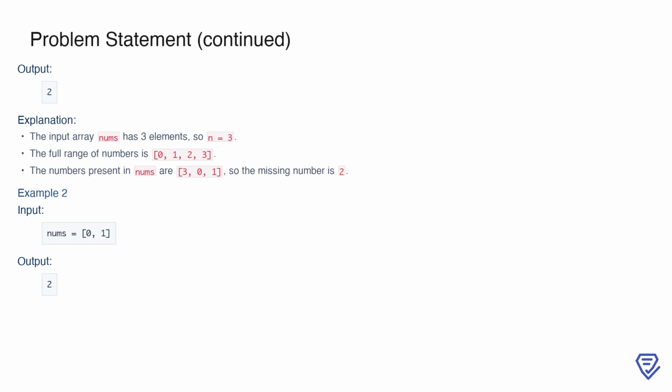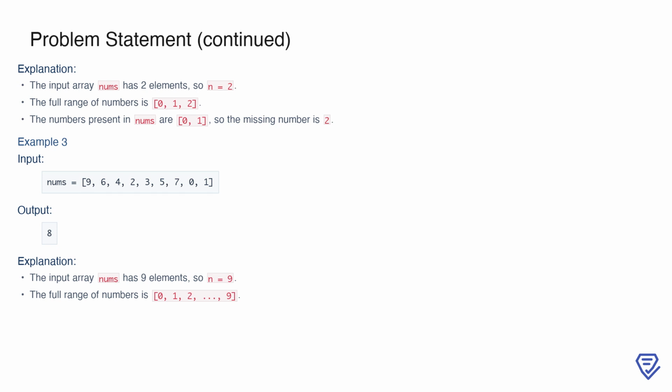Let's look at another example. This time, the input array is nums equals 0, 1. For this input, the array nums contains 2 elements, so n is equal to 2. The complete range of numbers from 0 to n is 0, 1, 2. The numbers in the array are 0, 1, which means the missing number from the range is 2. Therefore, the output is 2.